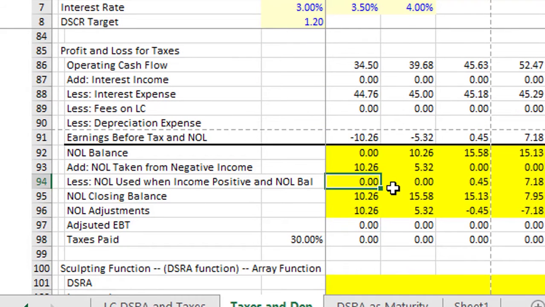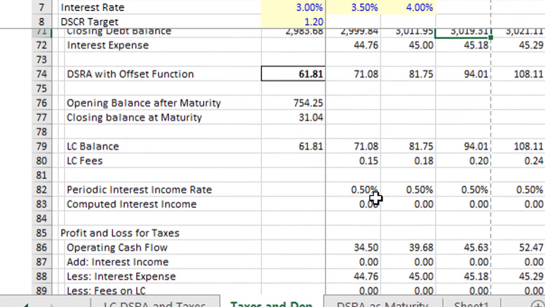Okay, I put an even higher growth rate in, and I have some net operating loss. Net operating losses here in the early years. And we have zero taxes paid afterwards, and this is the lower taxes, and then eventually when the NOL closing balance finishes, we're finished. Okay.